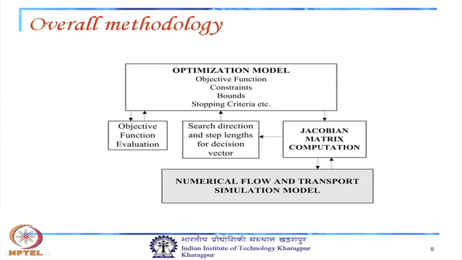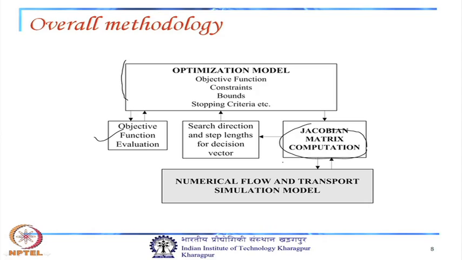So, overall methodology is that we can have optimization model. Optimization model, we can have objective function, and we can have Jacobian matrix, and with this we can have some kind of search direction, step length and decision vector that can be determined. And the most important thing is the flow transport simulation model. So, we can use our flow transport simulation model in a linked simulation optimization model as external module, and we can calculate our objective functions, also our search directions.